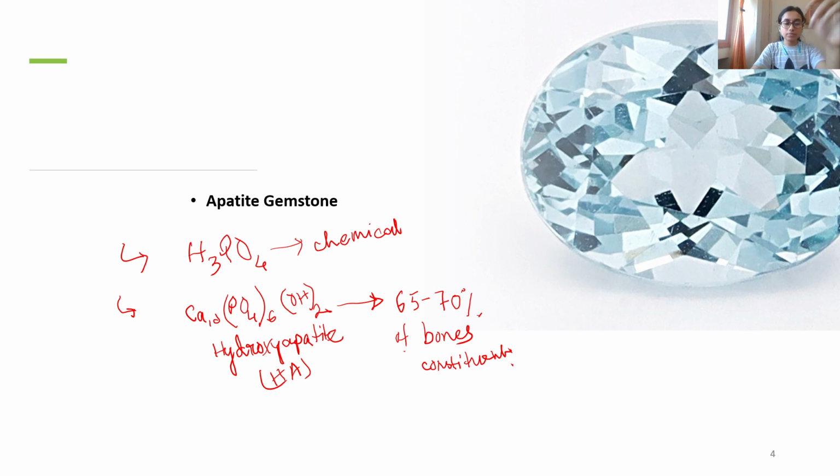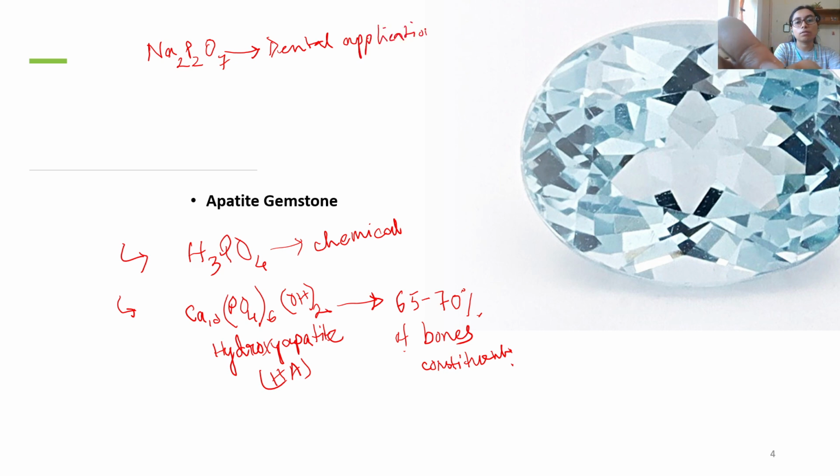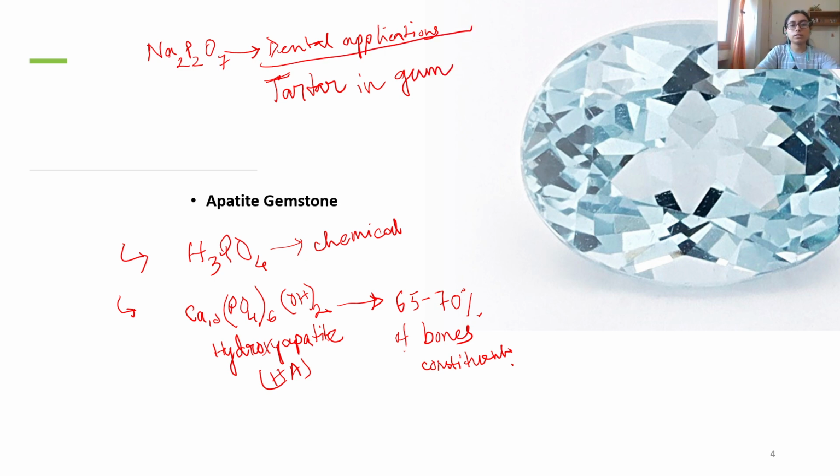And then some other phosphates like triphosphate, those are also having several applications, like diphosphate of this kind, Na2P2O7. This is disodium diphosphate. This has some dental application. Remove the tartar. How it removes that we will discuss. Tartar in tooth, tartar in gum. How it removes, we will discuss in the coming slides.